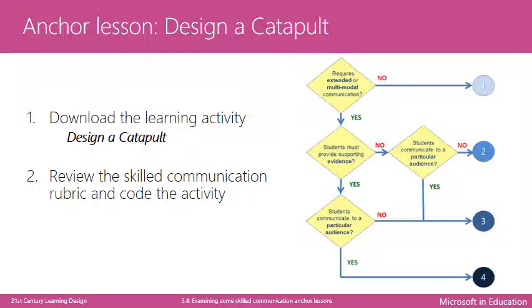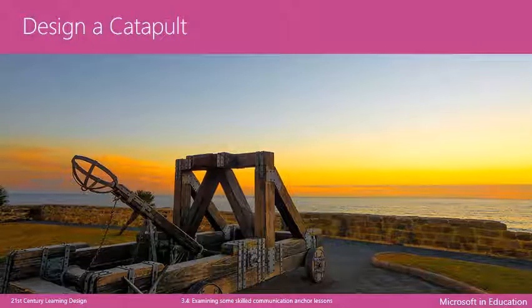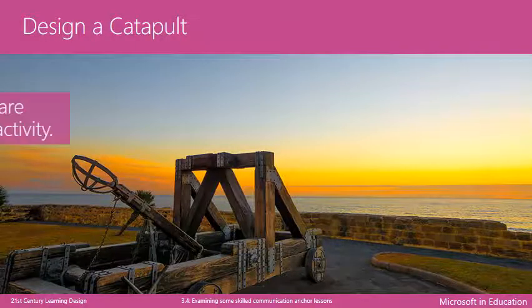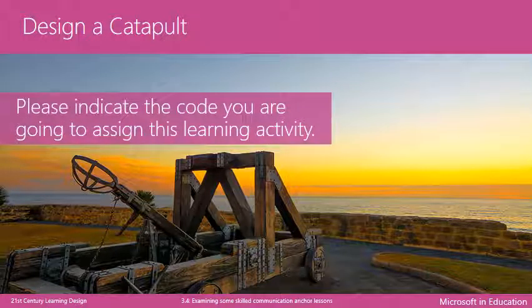In deciding how to code it, you need to be able to point to the evidence you find in order to justify this code. Again, you are asked to remember you are looking for evidence to support the code you are giving this learning activity, not making a judgment or grading the learning activity against what you think should have been done. Having examined the Design a Catapult anchor lesson, please indicate the code you are going to assign this learning activity based on the evidence you found.